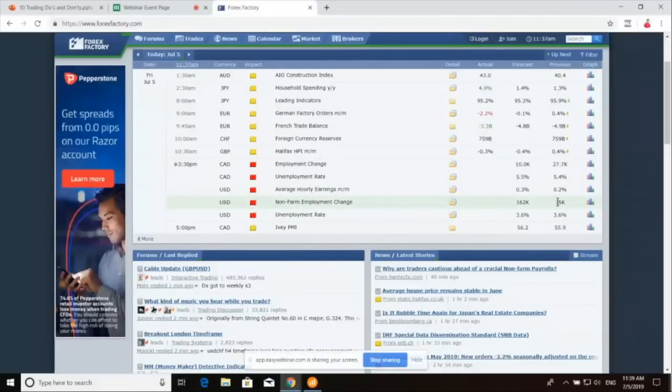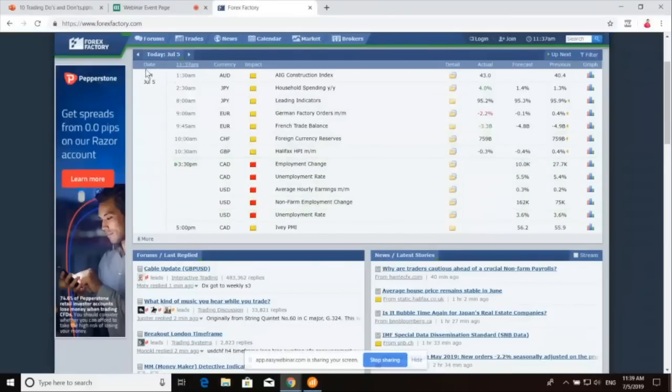We can see that last month we had 75,000 more people employed, excluding the farming sector in the States. The forecast for today is 162,000. If you're unfamiliar with the word forecast, that means it is the analyst expectation of the number that will show up here today. Now, it's all empty here because this hasn't happened yet, right?